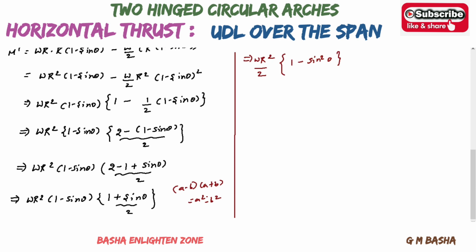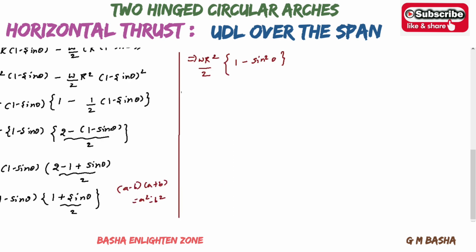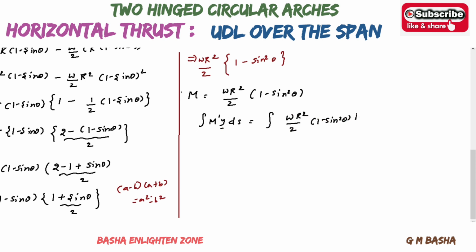Okay, then here your M value will be equal to W r square by 2 times (1 minus sin square theta). Then what is your numerator part? That is the integral of M dash y ds. That one will be equal to the integral of M, which is W r square by 2 (1 minus sin square theta). And what about this y? That one will be equal to r cos theta. And what about this ds? That one will be equal to r d theta.